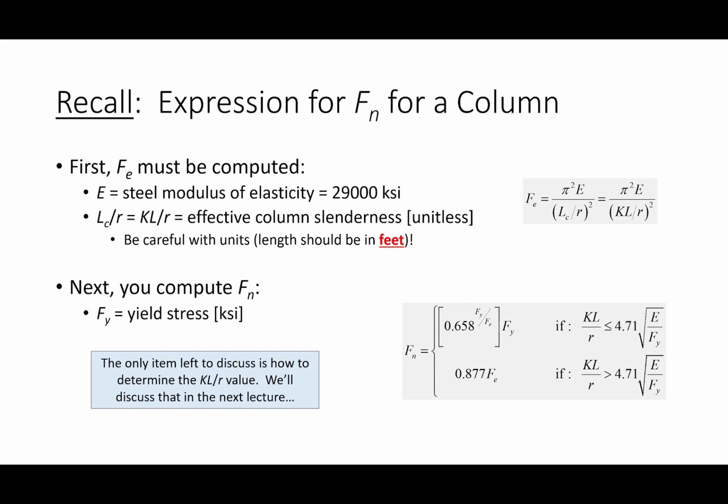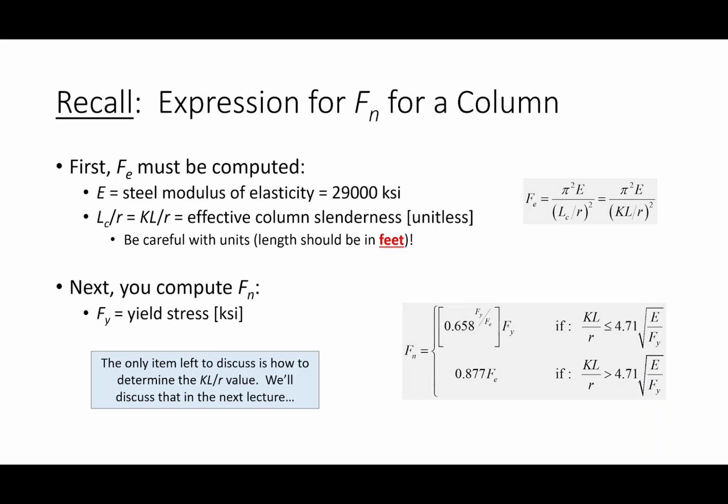So let's just recall that this is the capacity for a column, or specifically its critical buckling stress or its nominal buckling stress, F sub n. That actually changed from the last spec. Last spec it was FCR, now it's FN. But the math is all the same. So we take the slenderness. The first thing that we do is we compute an elastic buckling stress. The elastic buckling stress is not the capacity, it's just a parameter that we use to compute the capacity.